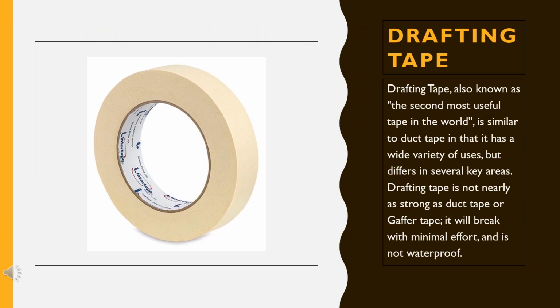Drafting tape. Drafting tape, also known as the second most useful tape in the world, is similar to duct tape in that it has a wide variety of uses, but differs in several key areas. Drafting tape is not nearly as strong as duct tape or gaffer tape. It will break with minimal effort and is not waterproof.